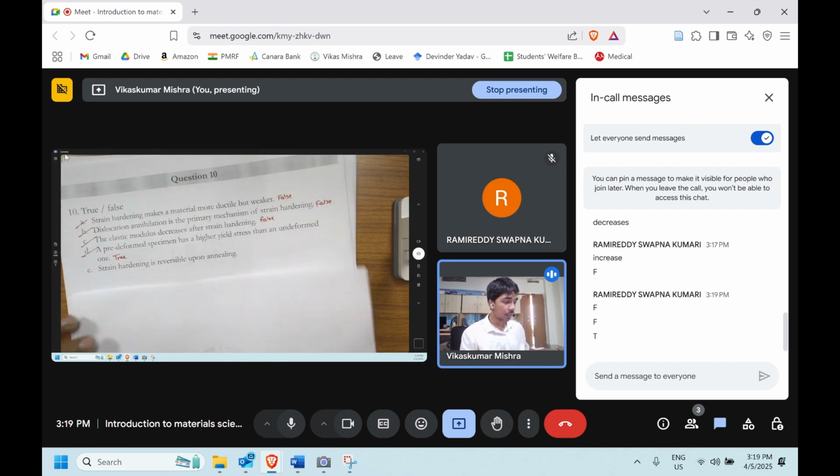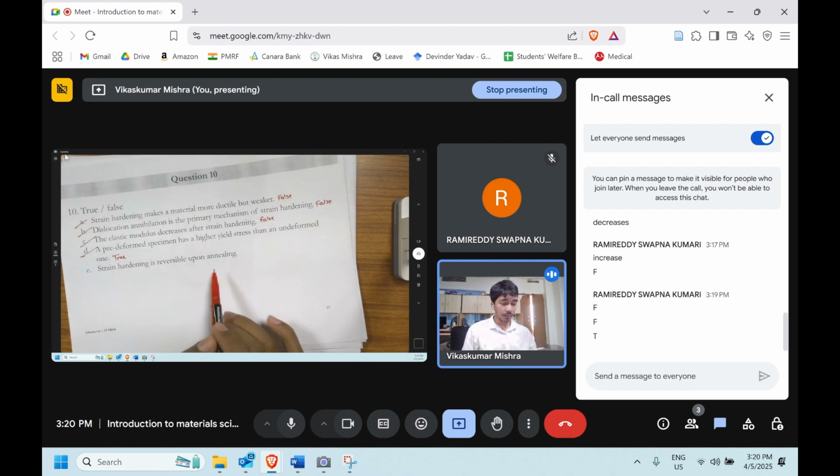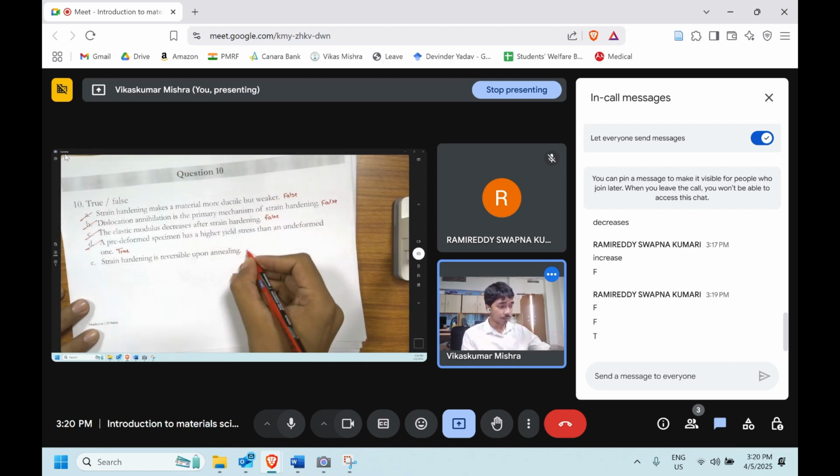Strain hardening is reversible upon annealing. I had the strain hardened specimen. Now I'm doing the annealing on it, increasing the temperature, trying to remove the dislocations. What do you think? Strain hardening is reversible upon annealing. Whatever the effect of strain hardening was there, if I did the annealing, it will go away. Answer is true.